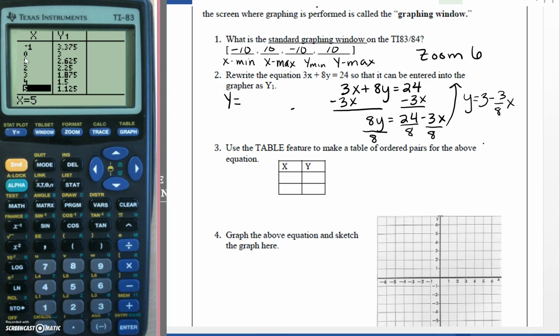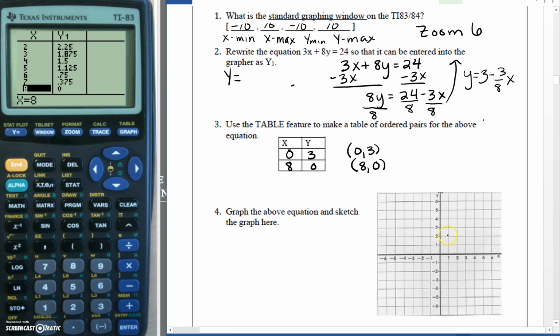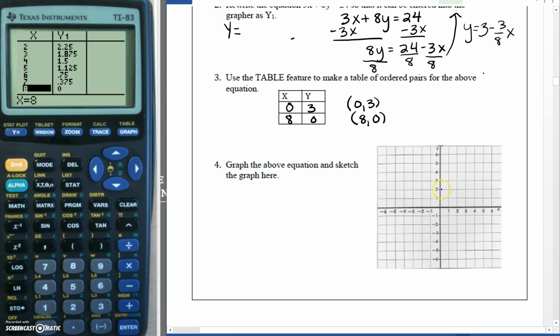So at 0, we see that we have the point 0, 3. So we can put the ordered pair 0, 3 on our graph. And if we go down a little further, we see that at 8, the y value is 0. So we can plot those 2 points, 0, 3. Unfortunately, 8's off my graph, 0.